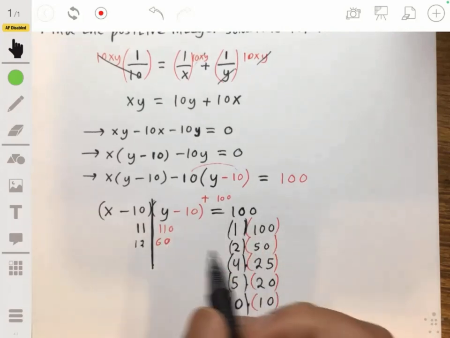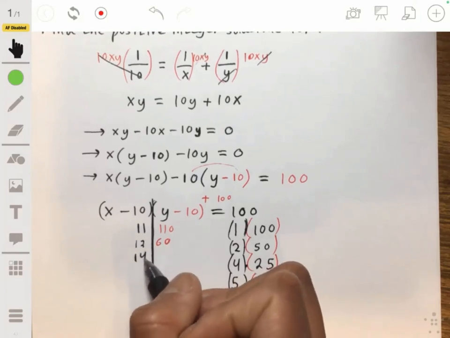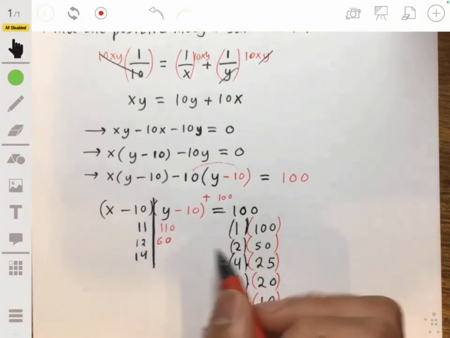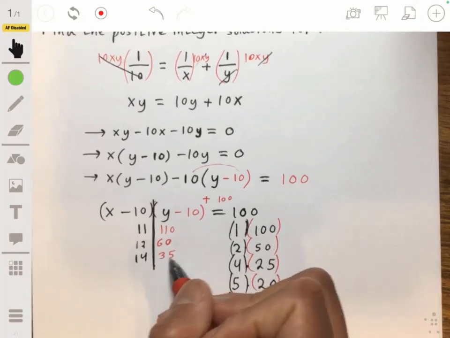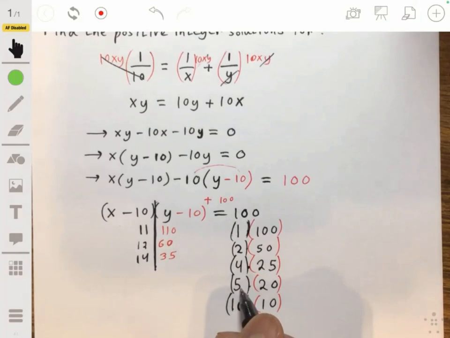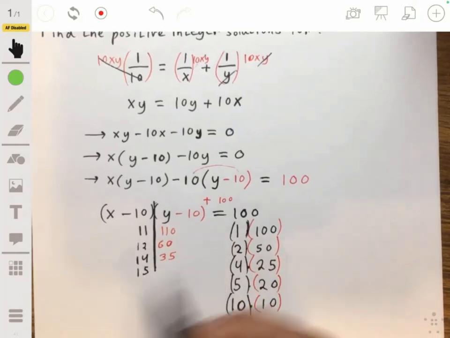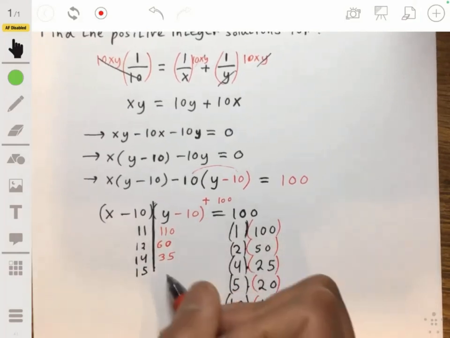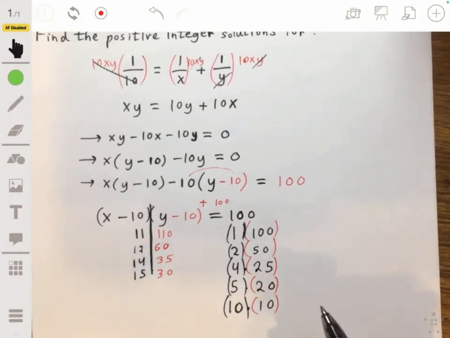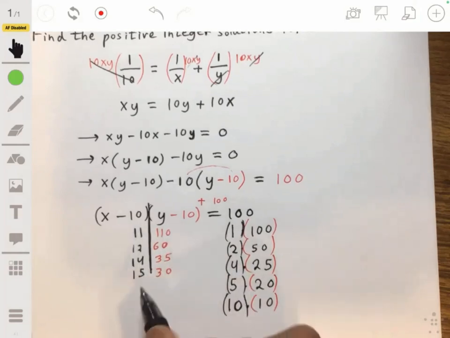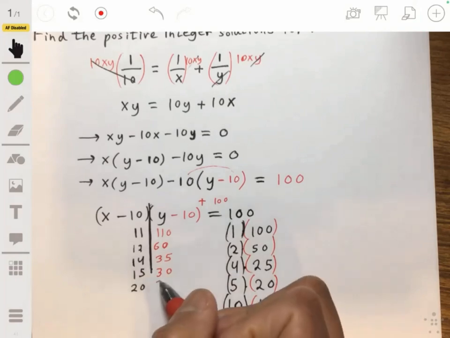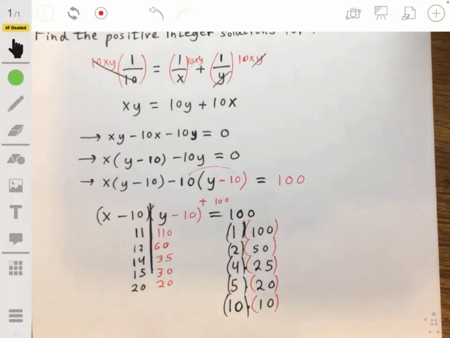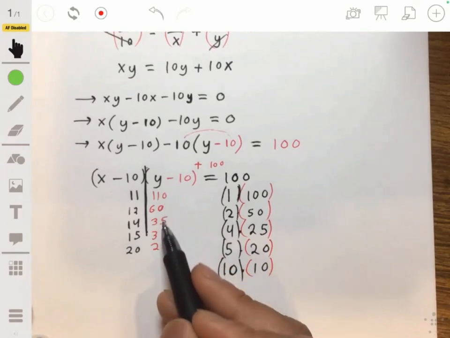Next one, x minus 10 is 4, so x is 14. y minus 10 is 25, so then y is 35, and so forth. x minus 10 is 5, so we get 15. y minus 10 is 20, so we get 30. x minus 10 is 10, so x is 20. y minus 10 is 10, so then y is also 20. So these are going to be 5 possible solutions.